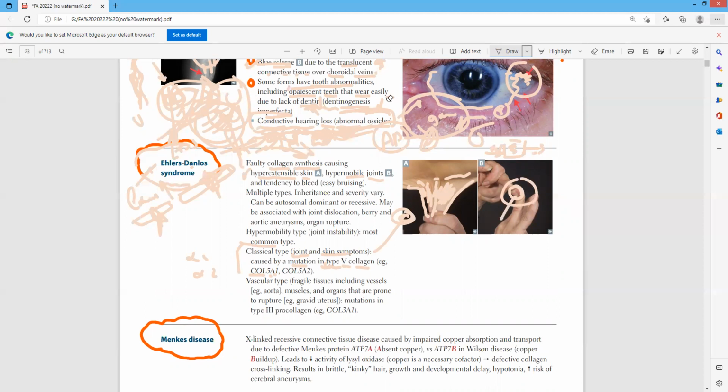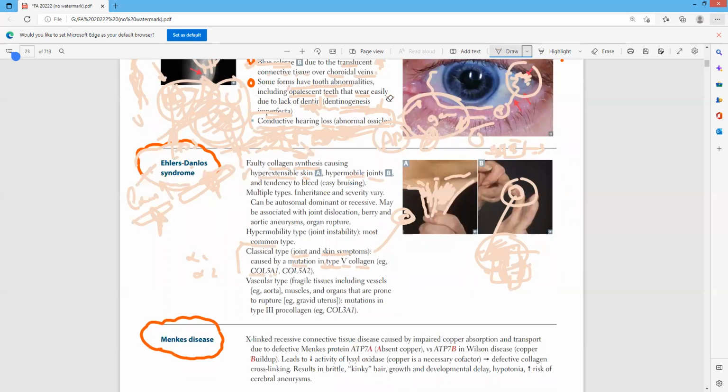But why do you have hypermobile joint here? Because here you have the bone, and here you have the bone, and here is what's called the ligament that attaches both bones. This ligament is defective, so you will have hypermobility of that bone.